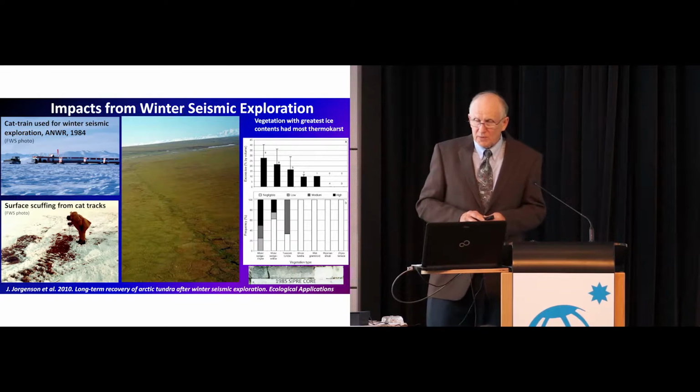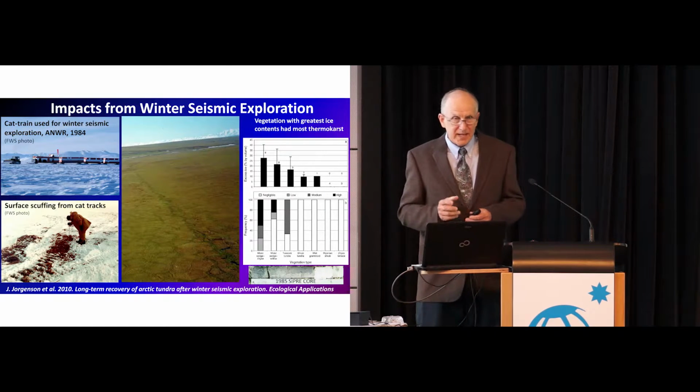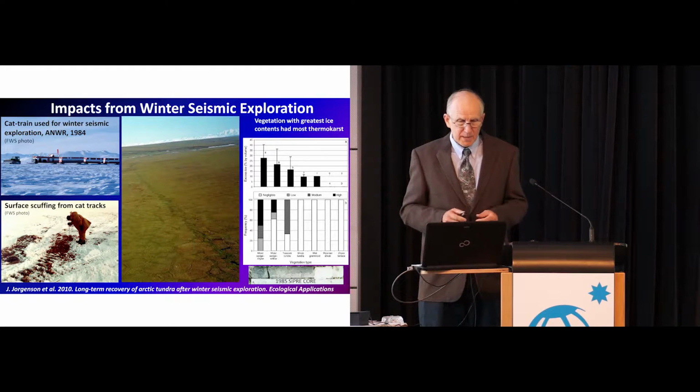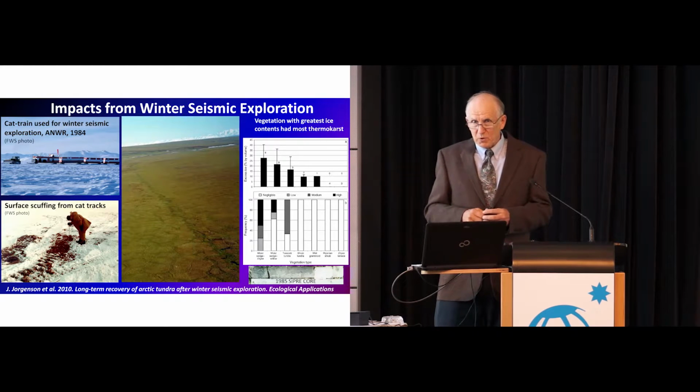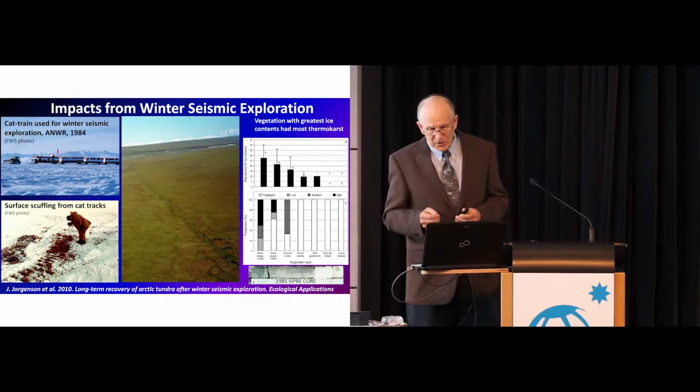We can also look at some impacts of human activities, impacts of winter seismic. In this example, cat trains were used for seismic exploration in the Arctic Refuge in '84 and '85. And the cat trains have particularly caused some surface damage, mostly limited to scuffing of the surface. The soils were frozen. And revisiting that 20 years later, you can see that there are persistent impacts across the tundra from just this fairly minimal disturbance from the winter seismic activity.